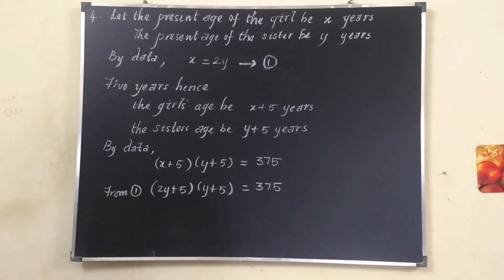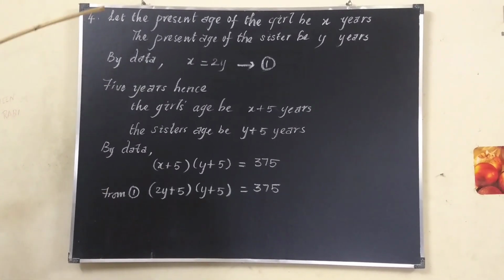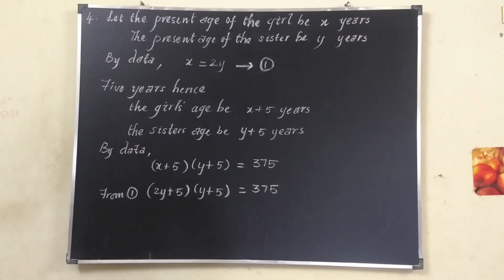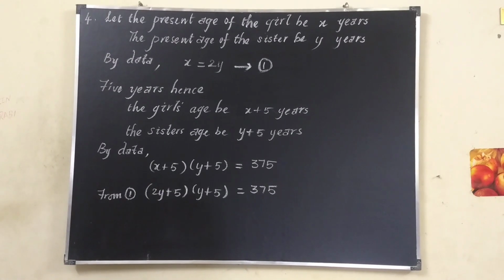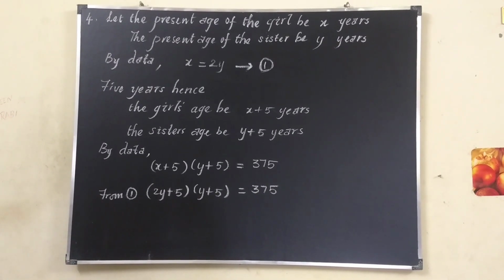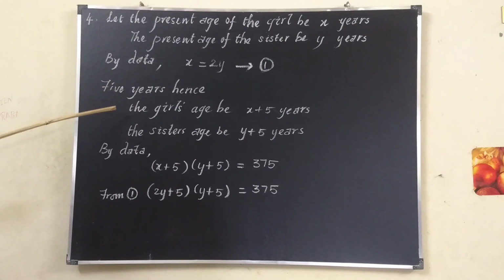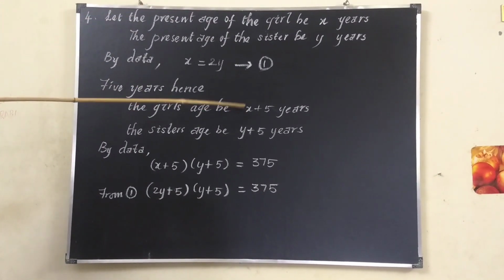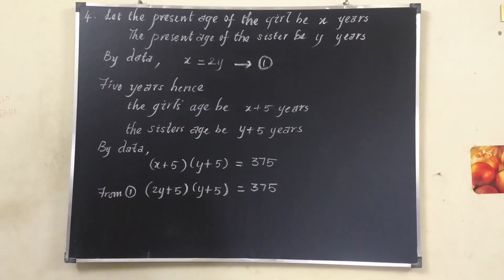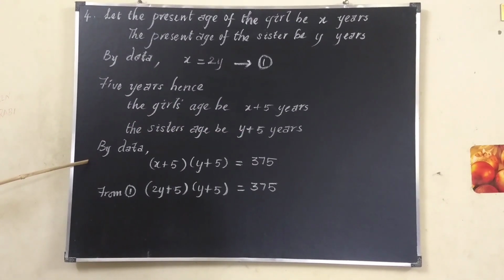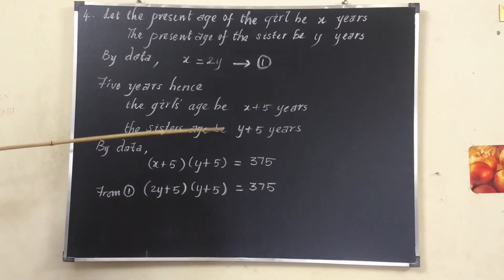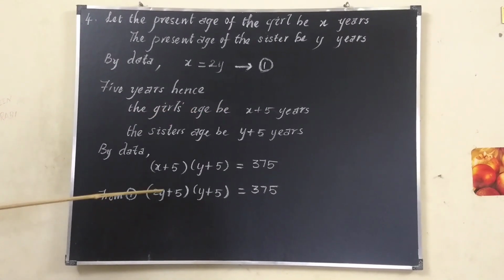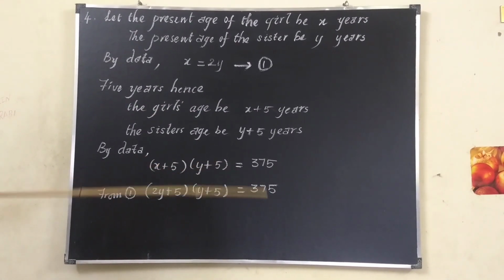5 years hence. Hence means after 5 years. What would be the girl's age? The girl's age will be x plus 5 years. Suppose you are 14 years old now, what will be your age after 10 years? 14 plus 10. Like that you have to add the years because it is in the future. So 5 years hence the girl's age will be x plus 5 years and the sister's age will be y plus 5 years. And what is given by data? The product of their ages after 5 years is equal to 375. So x plus 5 into y plus 5 is equal to 375.